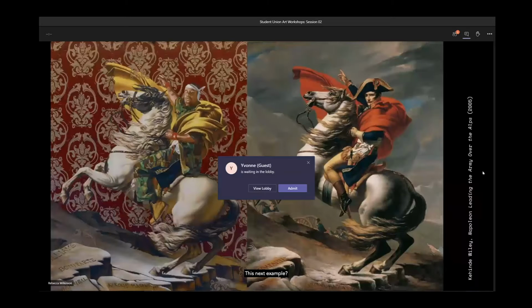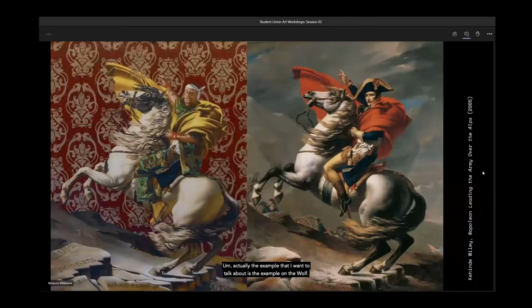So this next example, the example that I want to talk about is the example on the left. It's a painting by American painter Kehinde Wiley. He is really interested in the art historical canon and the very white Western emphasis of art history. And not only is he using art history as inspiration, it's actually his subject matter. So what he does is he takes these famous paintings from academic style art.